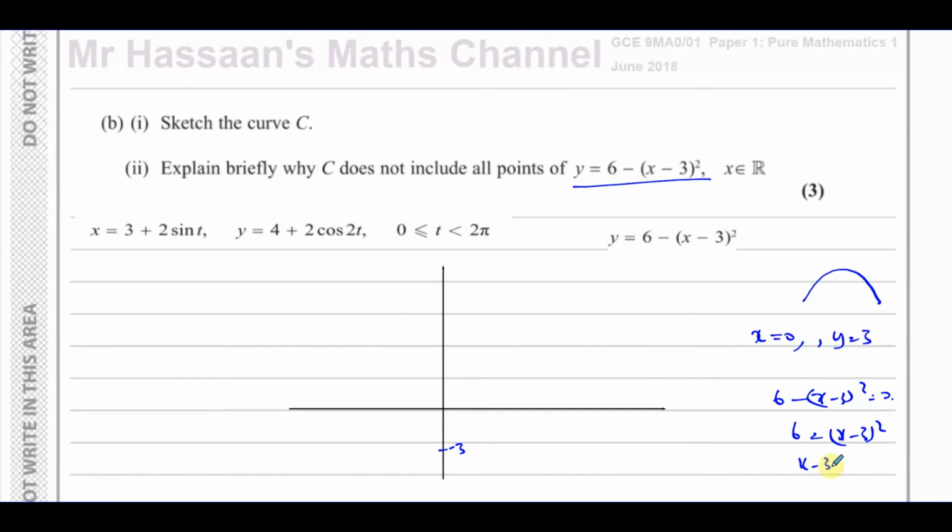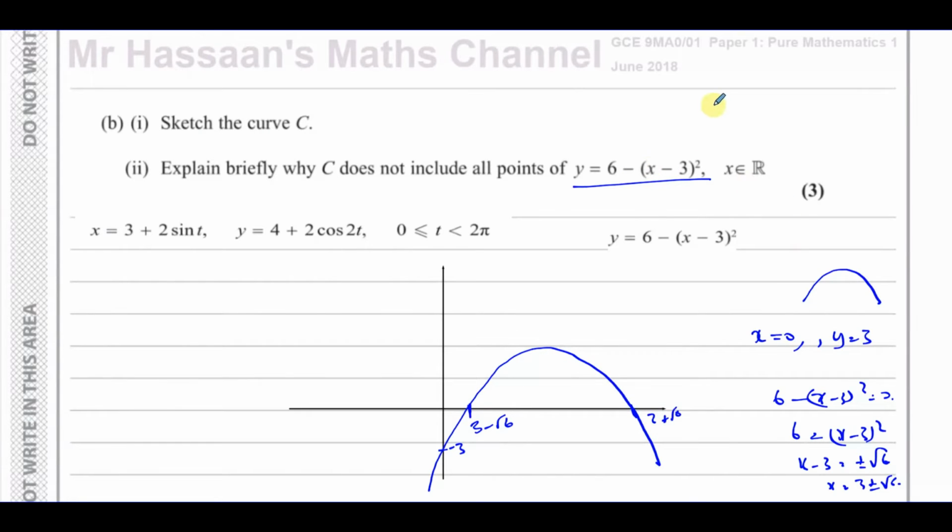So x minus 3 is equal to plus or minus the square root of 6. So x equals 3 plus or minus the square root of 6. So you're going to have 3 plus square root of 6 somewhere over here, and somewhere over there. So it's going to go like this basically. It's going to turn and come down again. That place would be 3 minus root 6, and that would be 3 plus root 6.